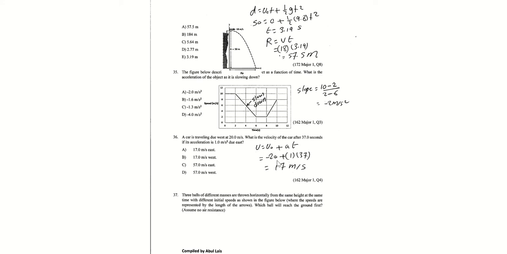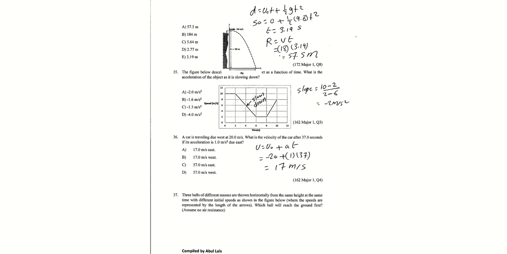Now the v initial is 20, but remember it is west, and west means minus, plus a, the acceleration is 1. Now is it east or west? It is east, so it's plus, multiplied by the time, which is 37. So I have minus 20 plus 37, that would be 17 meters per second.